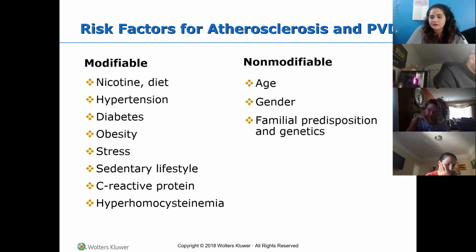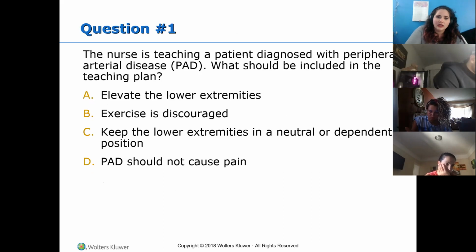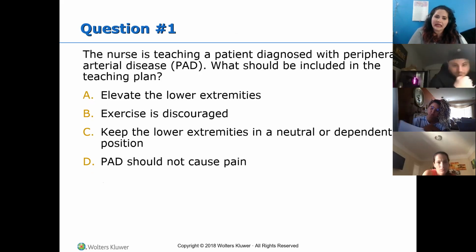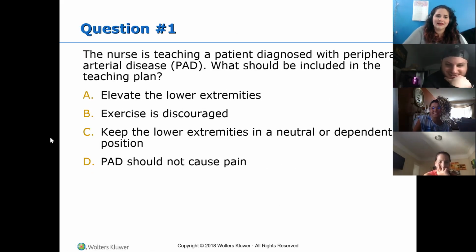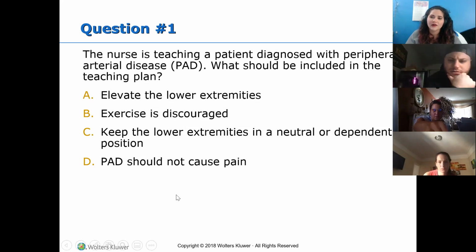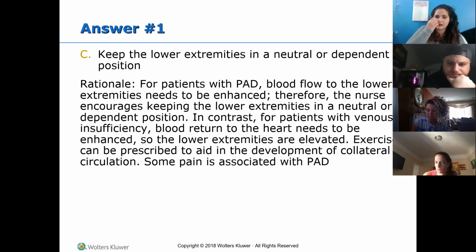Okay, question. The nurse is teaching a patient diagnosed with peripheral arterial disease, or PAD. What should be included in the teaching plan? Elevate the lower extremities, exercise is discouraged, keep the lower extremities in a neutral or dependent position, and PAD should not cause pain. So what are you teaching your patient? Neutral positioning.